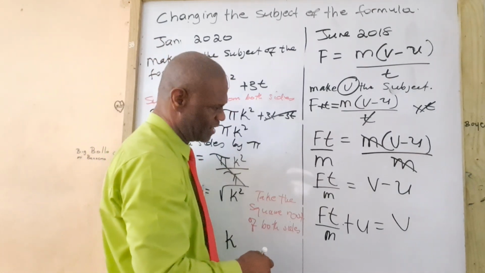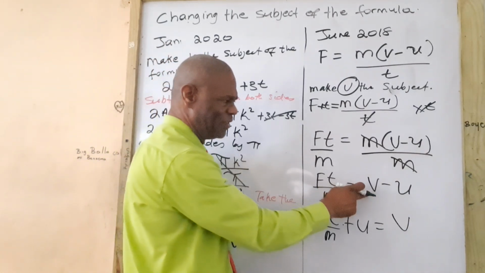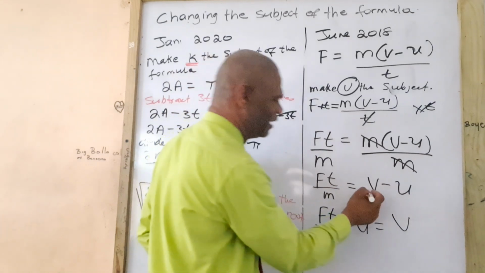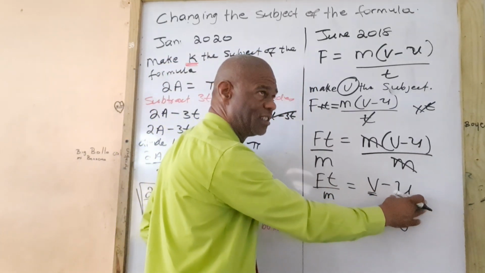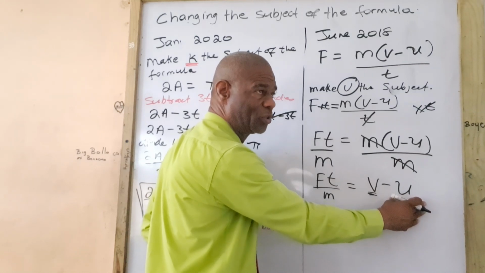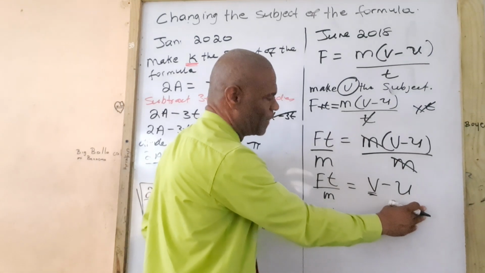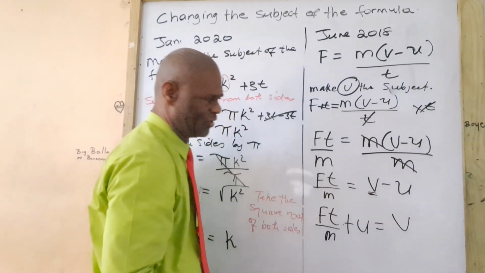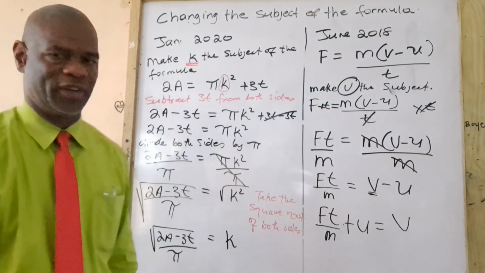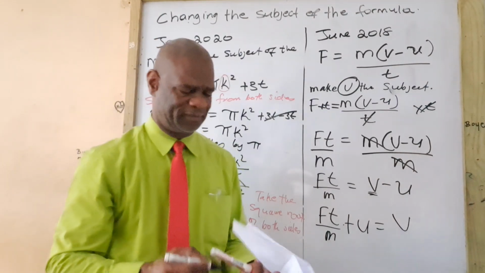Good? Then we are left with v minus u, and we want to make v the subject. And so we do what? We add u to cancel them out. And so if we're adding u here, we must also add u on the other side. Alright, and that's our result. And there we have it.